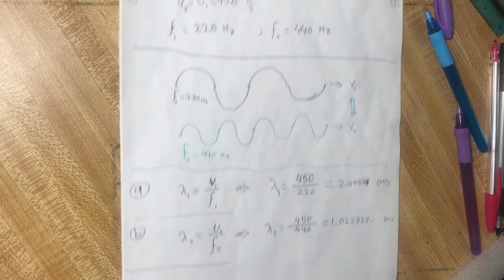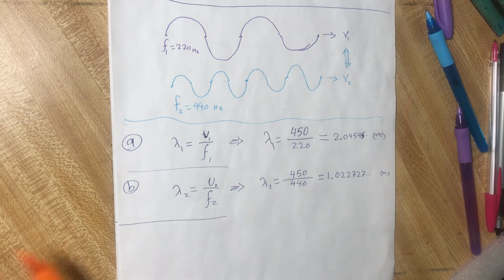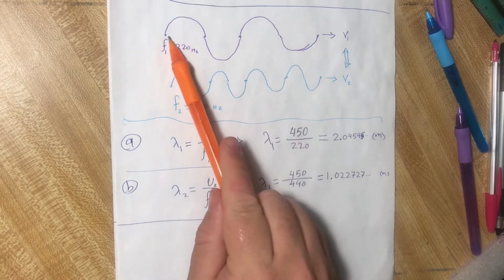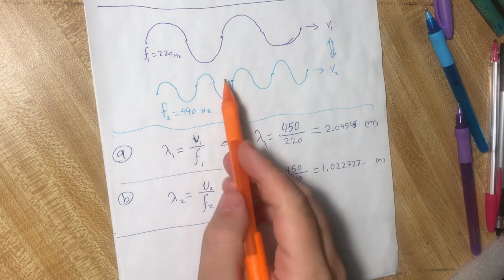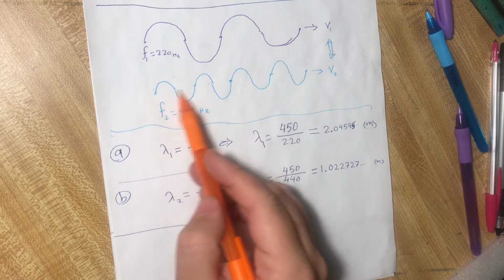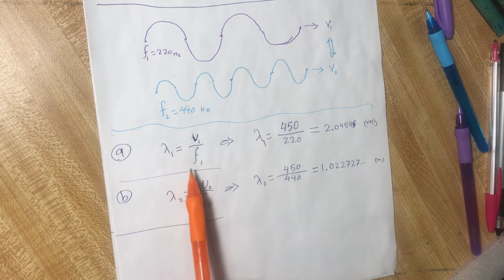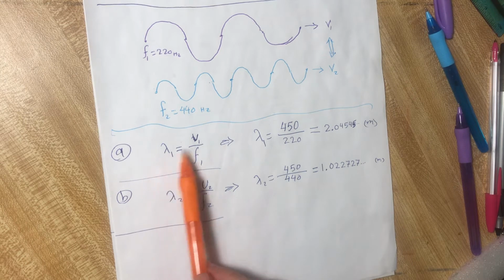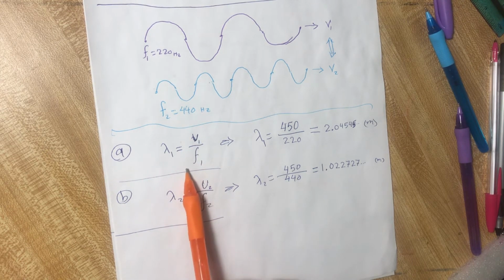Okay, we need to find the wavelength lambda. The first one, this is the length of it. The second one, this is the length. I think it will be half. So I will use the formula: lambda is equal to the velocity over the frequency.